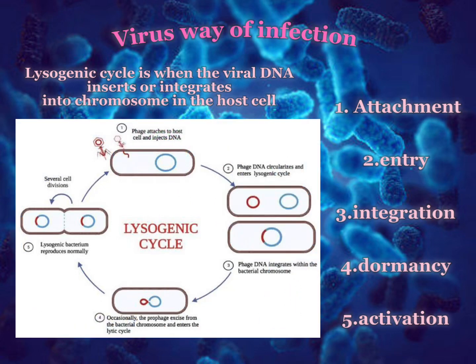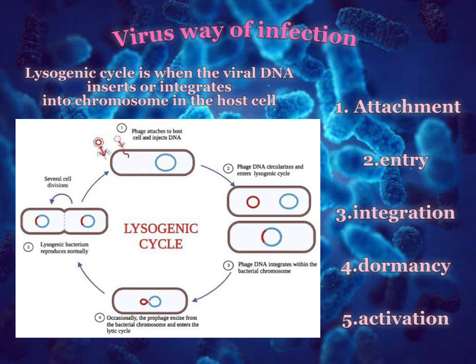And the next cycle is the lysogenic cycle. It is when the viral DNA inserts or integrates into a chromosome in the host cell. And the first step is the attachment. It is when the virus binds to a specific receptor on the host cell surface. Number 2 is the entry. It is when the viral DNA or RNA enters the host cell.